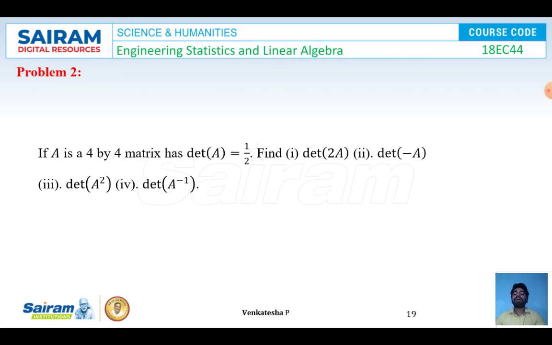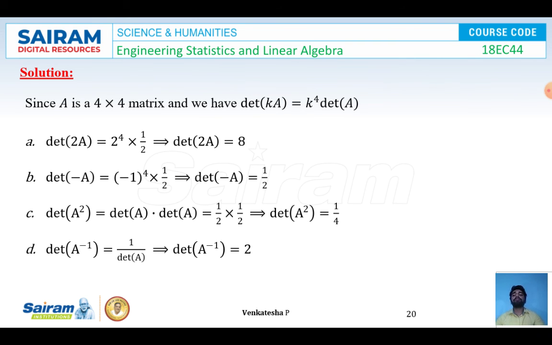Problem number 2. If A is a 4 by 4 matrix and the determinant of A is equal to 1 by 2, find the determinant of 2A, the determinant of minus A, the determinant of A square and the determinant of A power minus 1. So now we'll see how to expand this.